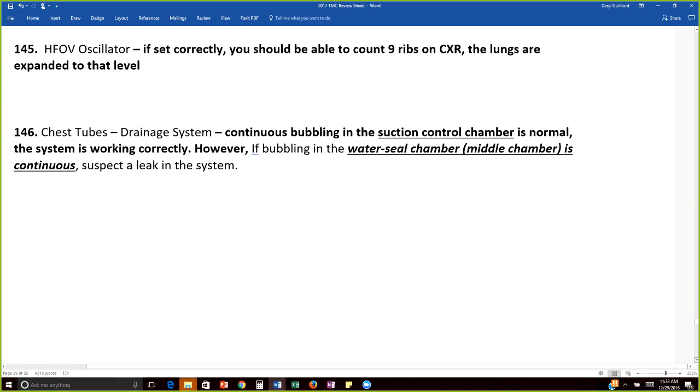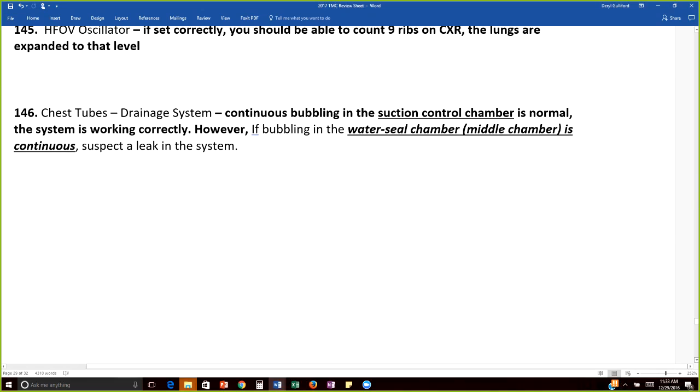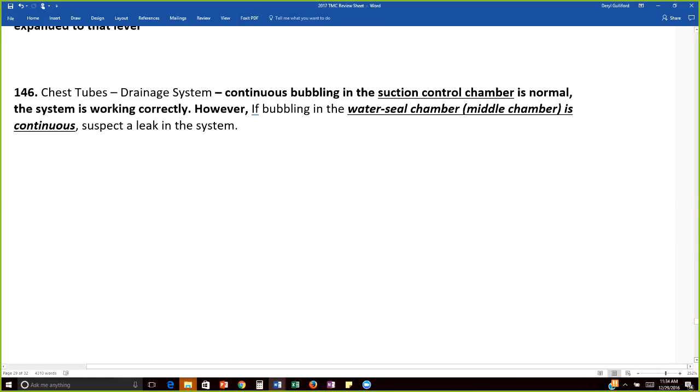Chest tubes, the drainage system, continuous bubbling in the suction control chamber is normal. That just tells you the system is working. But continuous bubbling in the middle chamber, that's the water seal chamber, probably means there's a leak. That chamber is just to create the seal, and if there's a leak, you will see bubbling there.